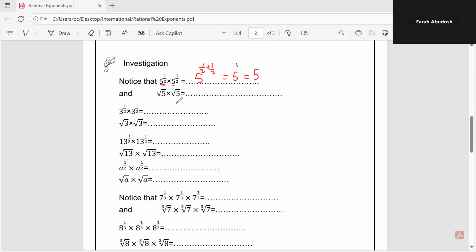Okay, this is surds and radicals, which we took before. This is the square root of 5 times the square root of 5. It becomes 5. We took it before. Here, this is the degree of the root.